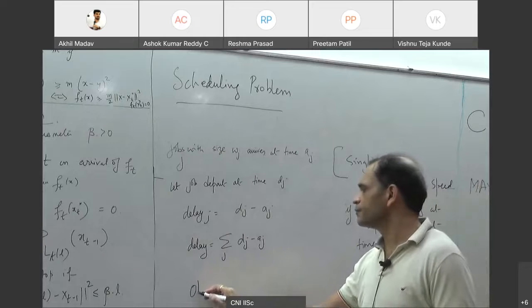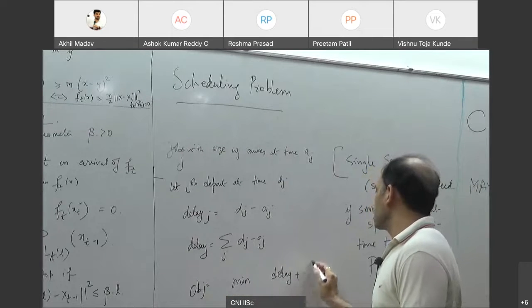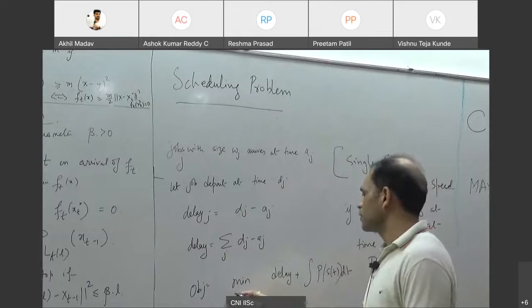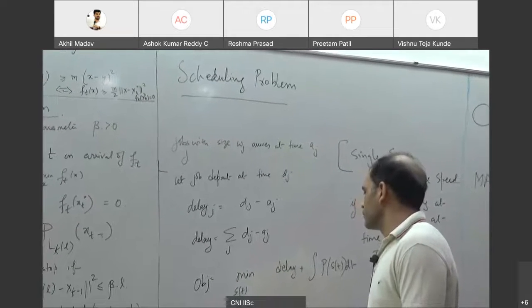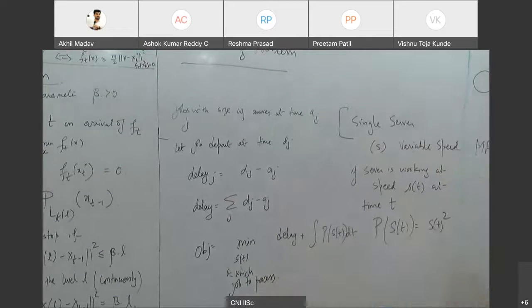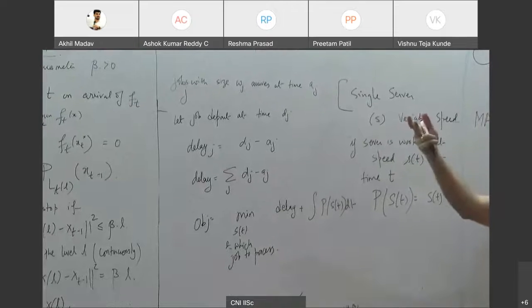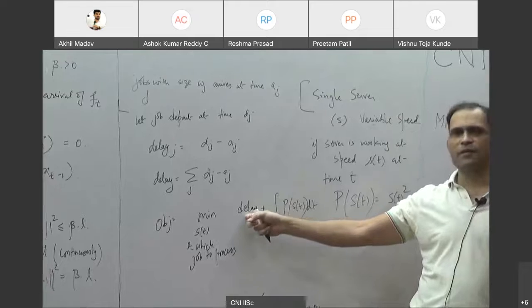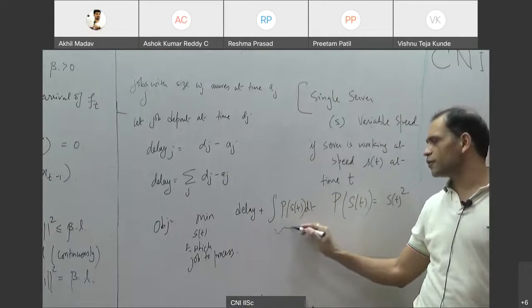Objective is to minimize delay plus the integral of P of S of T. So put this in S of T, with the job to process. There are two decisions to be made. At any point of time, I have to find what speed to run my server at and which job to process. Objective is to minimize the sum of the delay, as just defined, plus the total power cost. This you can see is energy cost.